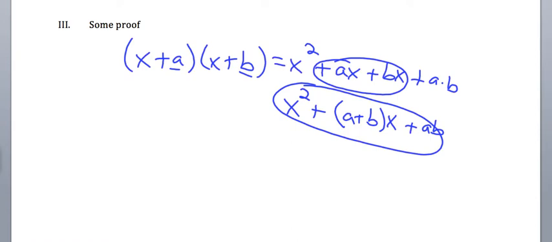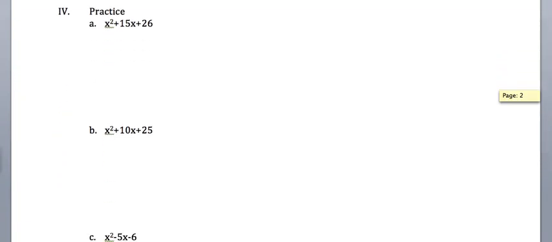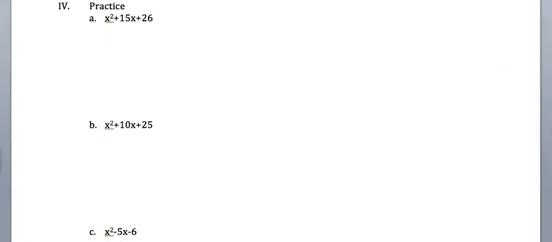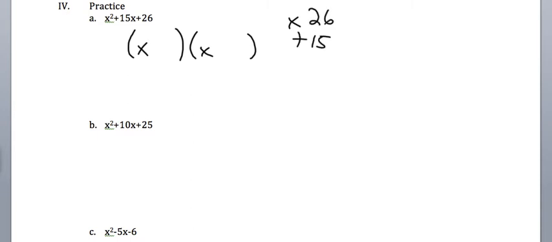When we factor polynomials that begin with just x squared, we're looking for two numbers that multiply to the last and add to the middle. So again, one more time, here's what we're looking for. We know that these are two binomials that are going to start with x and x. In this particular problem, we're looking for numbers that multiply to 26, and also add to 15.